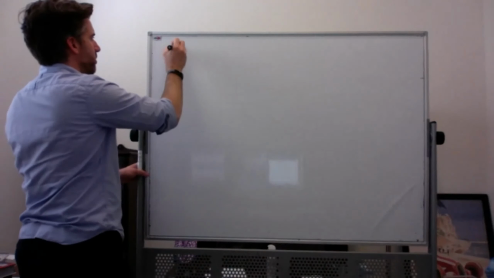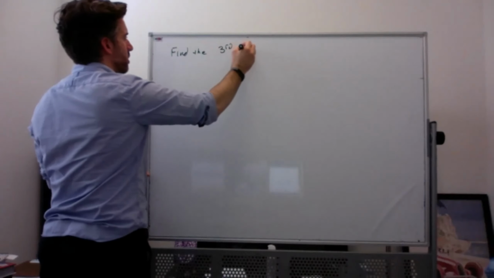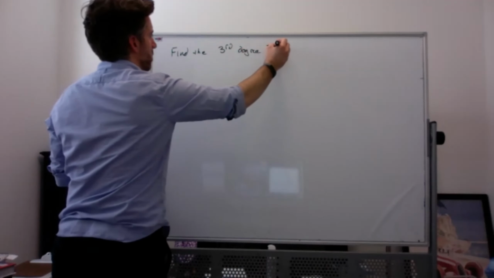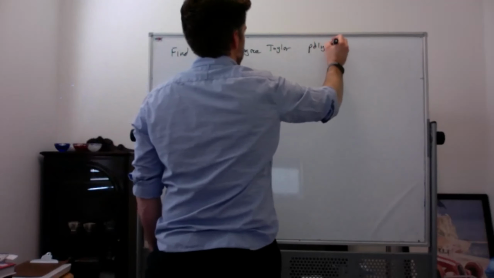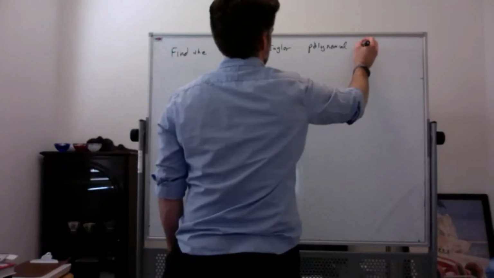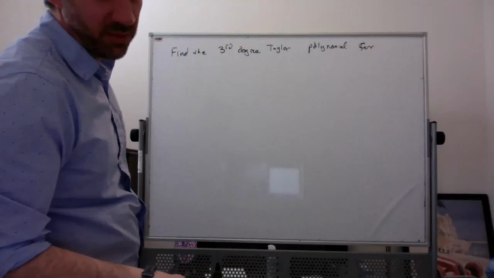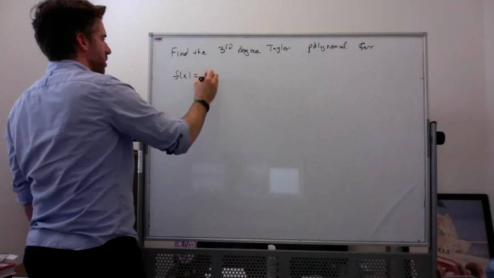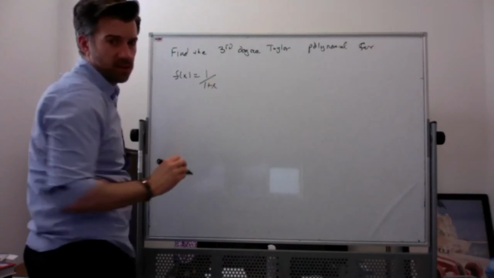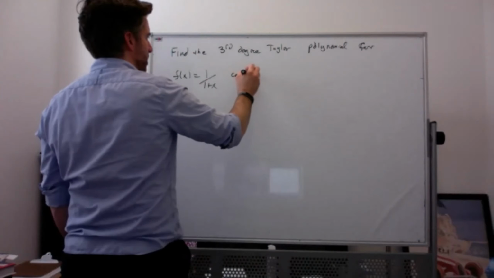So let's say I want to find the third degree Taylor polynomial. For what do I want to do here? That's kind of a pain. Sure, we'll do this. f of x equal to 1 over 1 plus x, centered at 0. 0 is pretty typical unless it's undefined there.